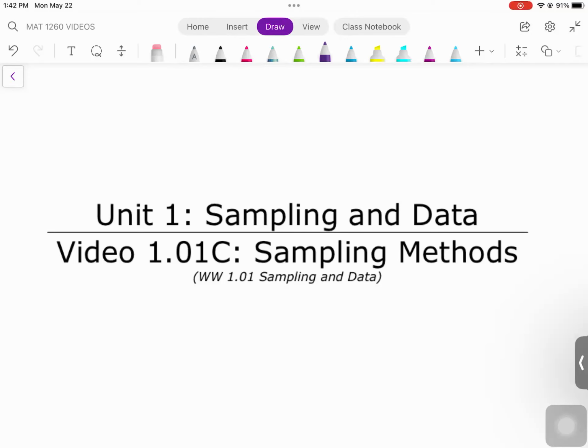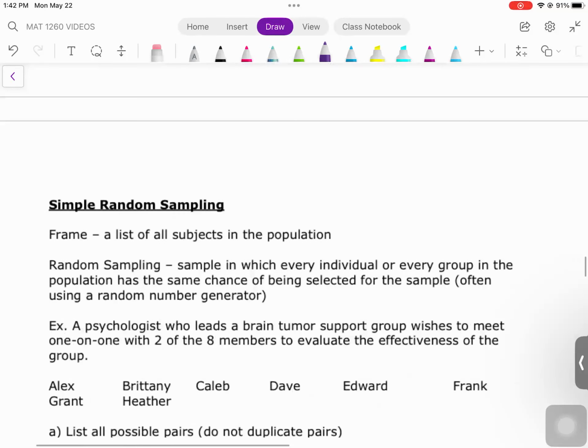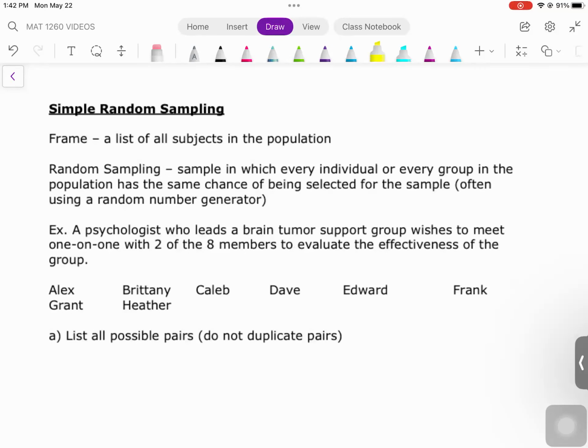In this video, we're going to look at different sampling methods. The frame is a list of all subjects in a population, and random sampling, also known as simple random sampling, is a sample in which every individual or every group in the population has the same chance of being selected for the sample. Now, some ways of doing simple random sampling is by using something like a random number generator.